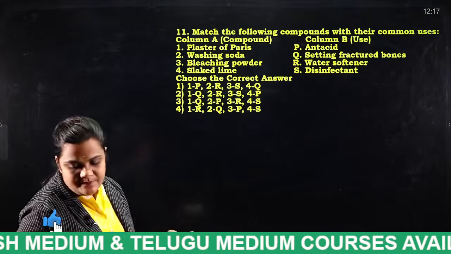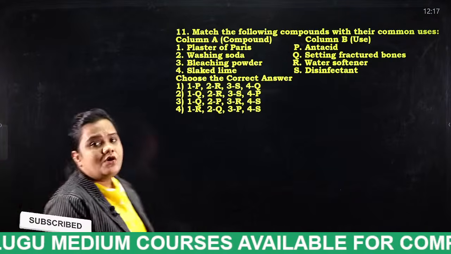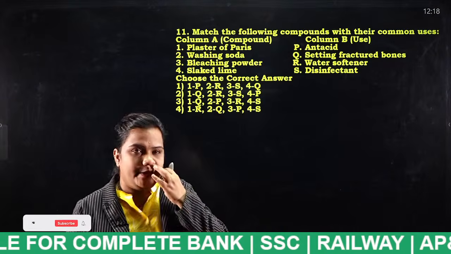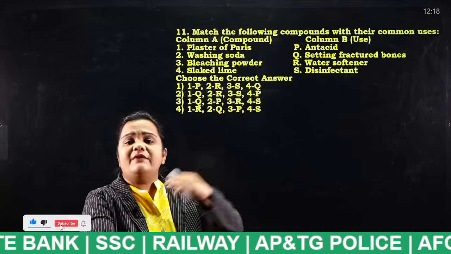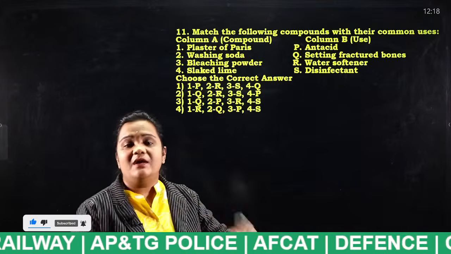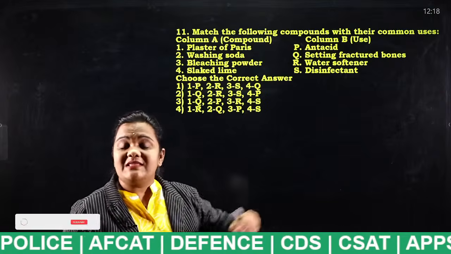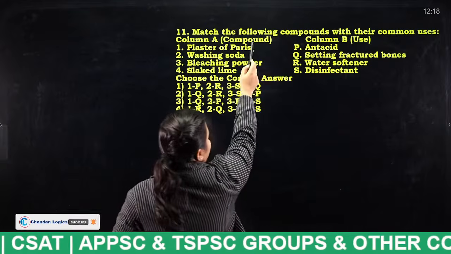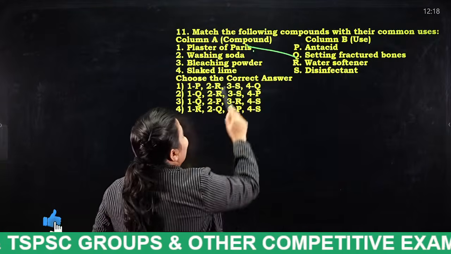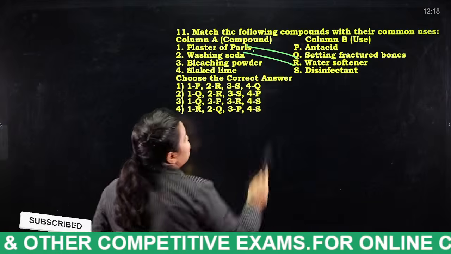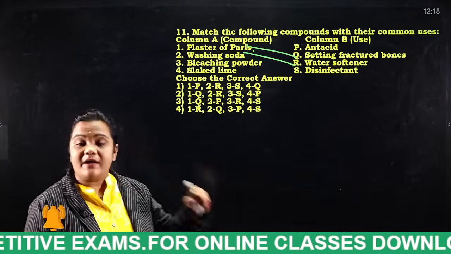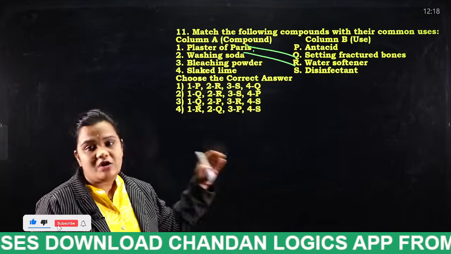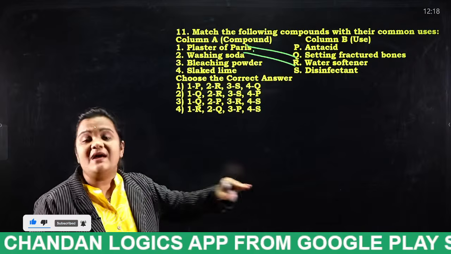So tell me, students. Very good. Okay. If your hand is fractured, they will wrap your hand with a particular white colored thing. That is nothing but what, students? Plaster of Paris. Okay, that means plaster of Paris is used for setting fractured bones, and washing soda is used as a water softener. In hard water, in order to wash your clothes, what do we use there? We will use washing soda. Why? Because it will soften the water.